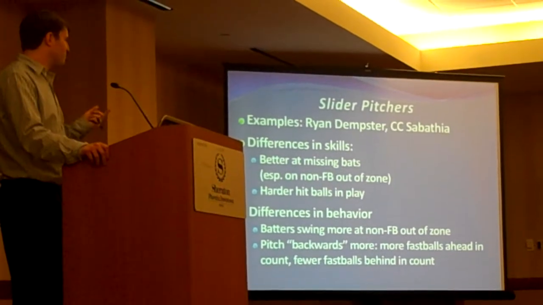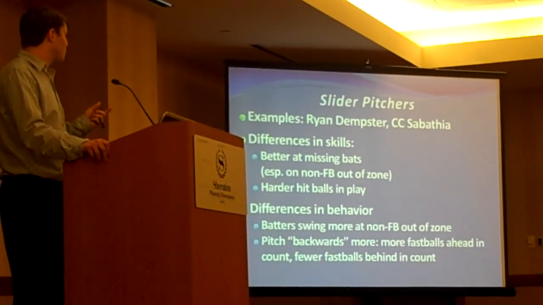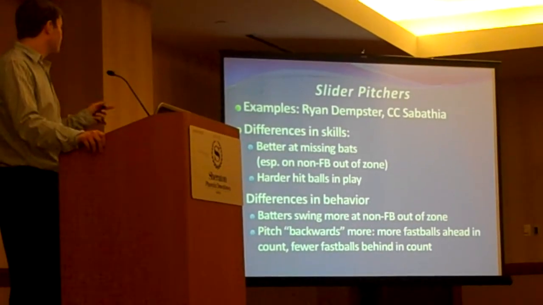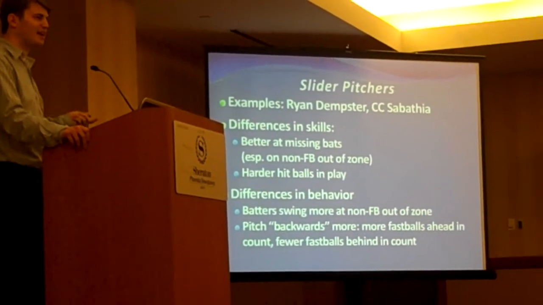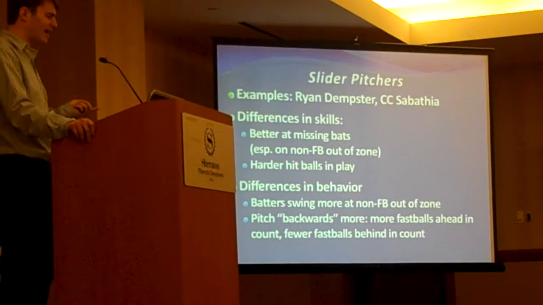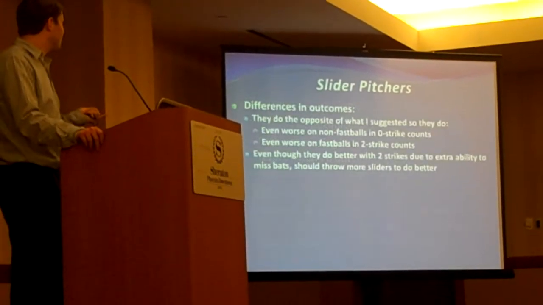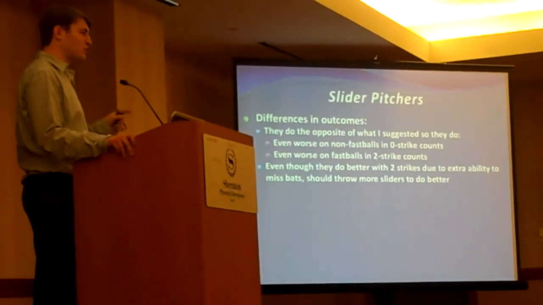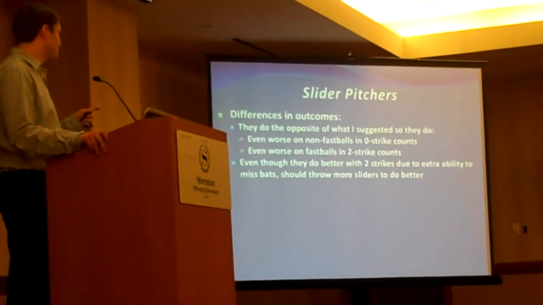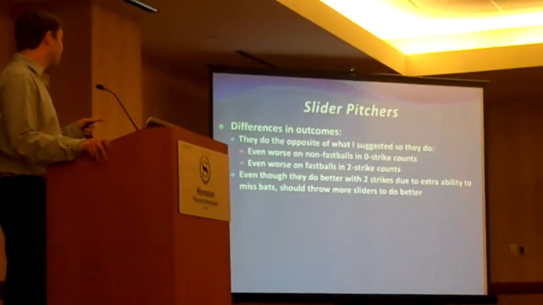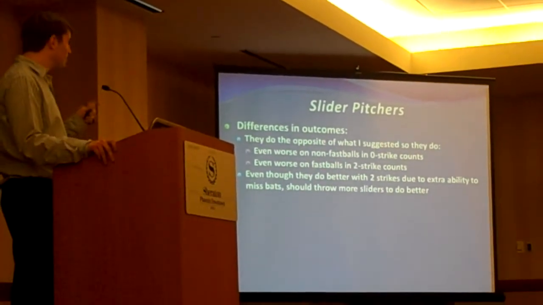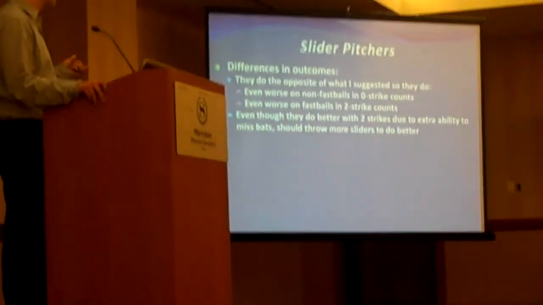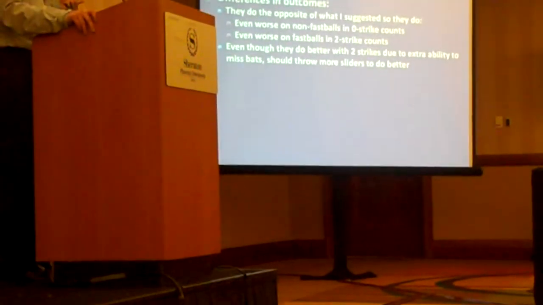But the slider pitchers kind of pitch backwards more. They actually throw more fastballs than other pitchers when they're ahead in the count and in a two-strike count, and fewer fastballs when they're behind in the count in those 2-0 counts and things like that. That's not what I recommended, and it doesn't end up working out for them very well. Basically, they do even worse than other starters on non-fastballs in zero-strike counts, and even worse on fastballs in two-strike counts. And this is pretty amazing, because they actually do very well overall on two-strike counts, but it comes from the times that they do decide to throw the sliders that hitters swing at all the time.